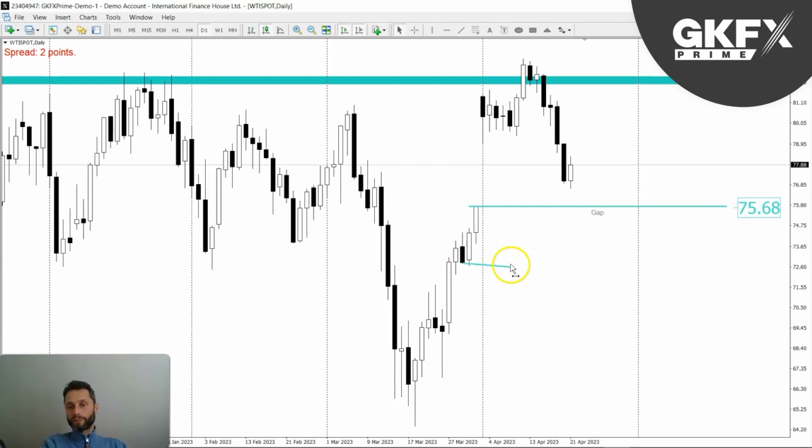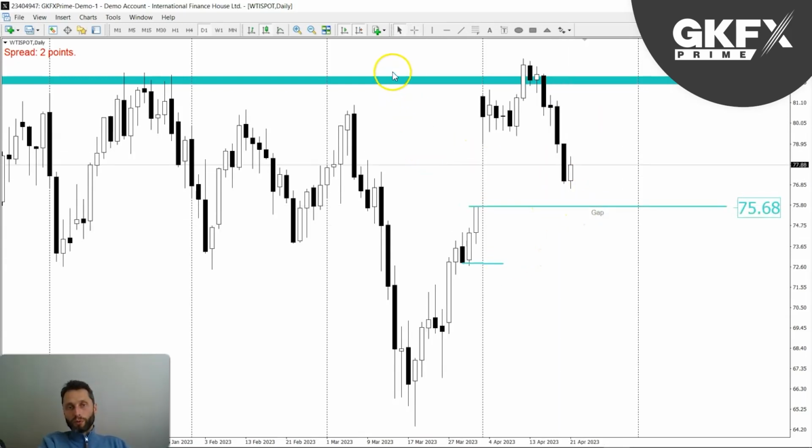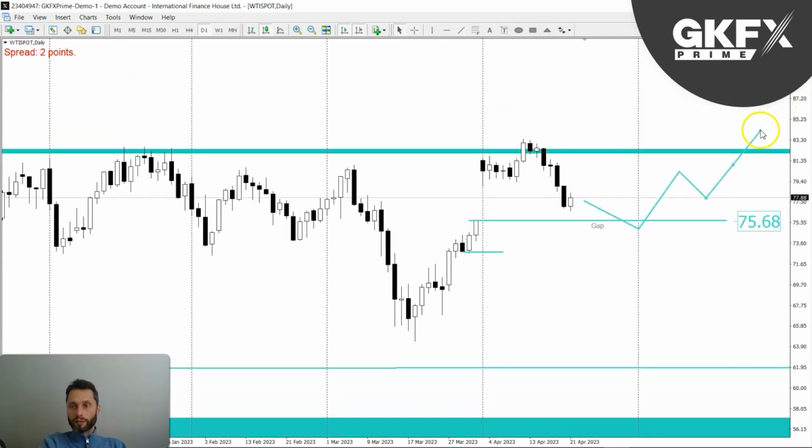At the moment, let's try and make it a bit straight. At the moment, we haven't quite reached that. So the favored idea would be to fill the gap and then push higher. And then when we start pushing higher, obviously the next swing, better pullback, getting a better price and reaching the next level.